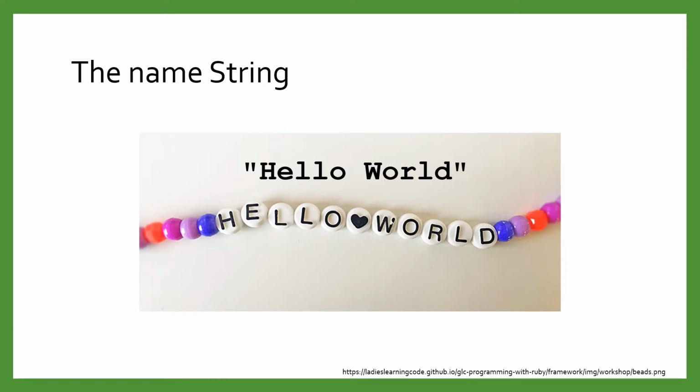Think of a string like a necklace, where each bead has a character on it. We string together letters. The single or double quotes are knots at the end that tie the letters off.